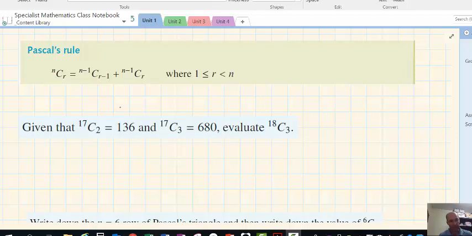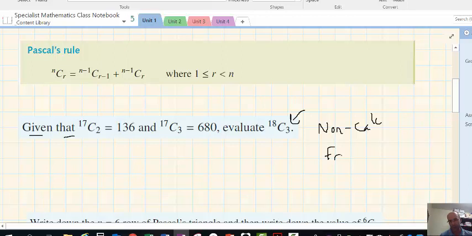Let's now look at a simple application of this. Given that 17C2 is 136 and 17C3 is 680, evaluate this. This could well be a non-calculator question, so non-calculator or tech free. So we're not to use our calculator for this, but we've got to use Pascal's rule.